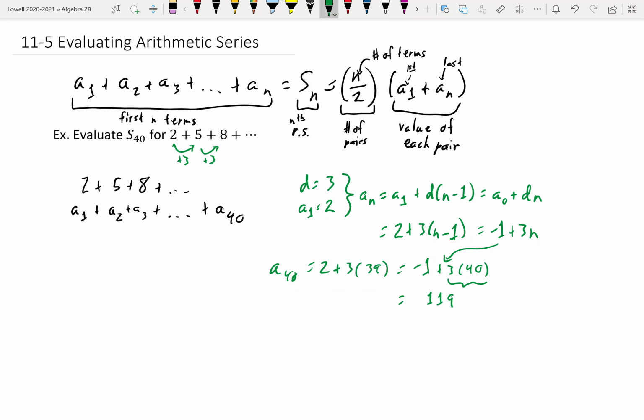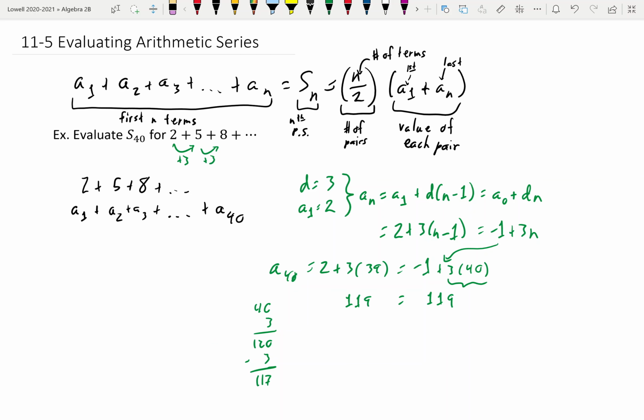Well, let's see. 39 times 3, that's a little hard to do. So we'll do 40 times 3, and then we'll subtract the 3. So that's 120, but take away 3 because there's not 40 threes, there's 39 of them. So that's 117. 117 plus 2 is indeed 119. So you actually get the same thing.